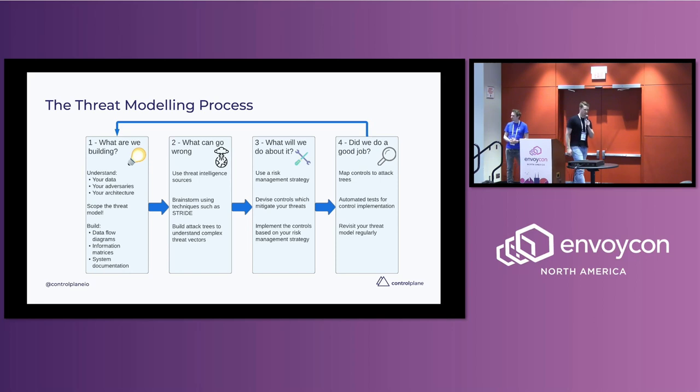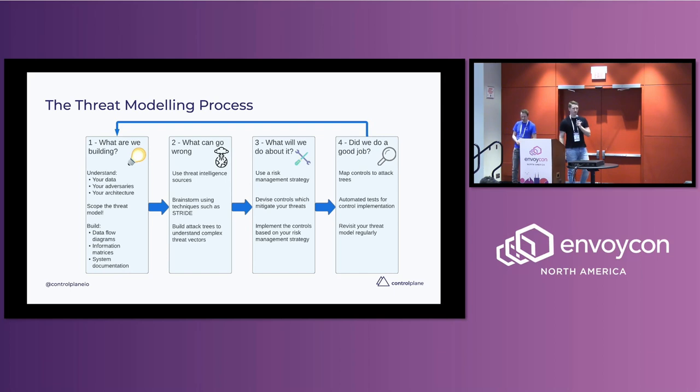Moving into step two, we look to catastrophize your system, right? So what can go wrong? Typically, we'll use open source threat intelligence sources, as well as brainstorming and techniques like STRIDE to enumerate threats, and then building attack trees to understand complex threat vectors based off of that and how the two map between themselves.